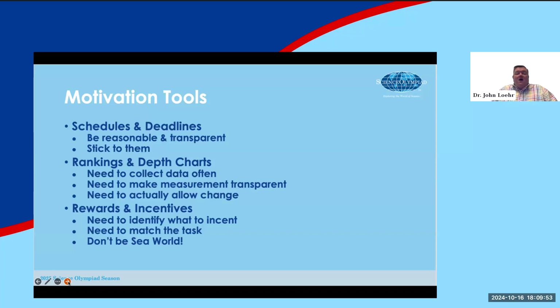You can do rewards and incentives. You just have to identify what you want to incent. Is it attendance at practice? Is it hitting deadlines? Is it finding new resources? Is it being creative? Is it bringing new people to the team? All those things can be possibilities. And whatever you do has to match the level of the task. So if it's not really that big of a deal, it can't be the $100 check every single time, with a full-size candy bar.